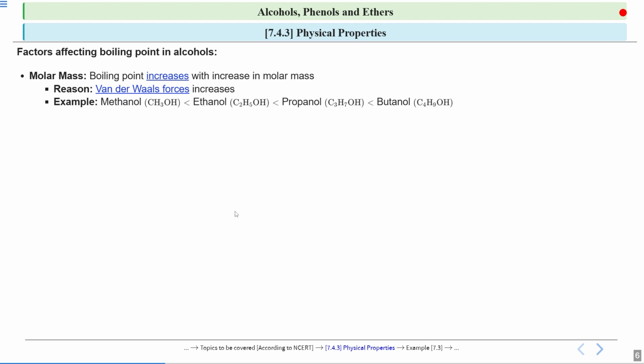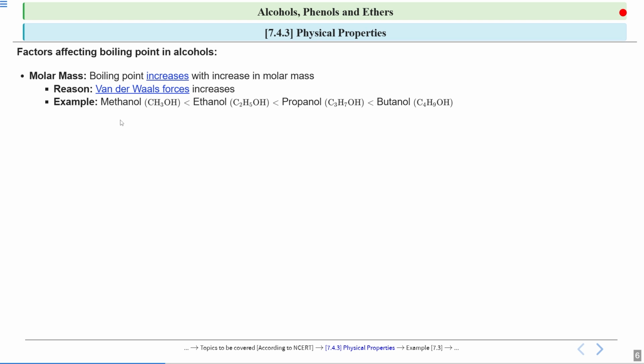Okay, now look at this example. There are 4 molecules given to you. First is methanol, ethanol, propanol, butanol. Now, see, butanol has 4 carbon atoms, propanol has 3 carbon atoms, ethanol has 2 carbon atoms, whereas methanol only has 1 carbon atom. Now, I told you, increase in molar mass increases the boiling point. So, butanol will have the highest molar mass. Propanol will come after butanol, then ethanol, and least is methanol.